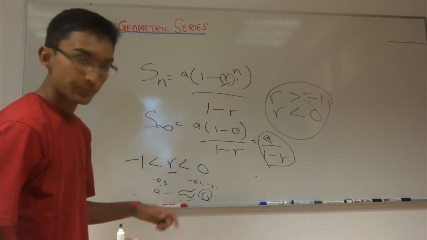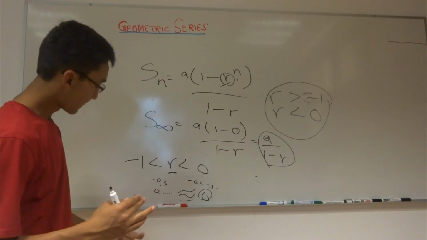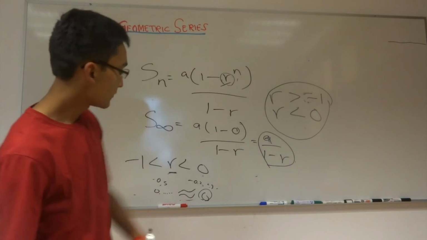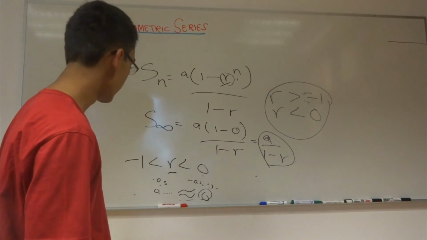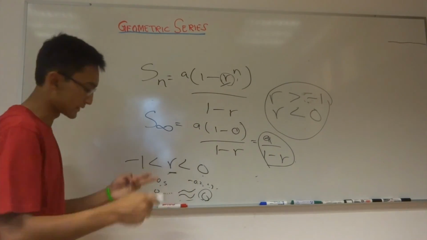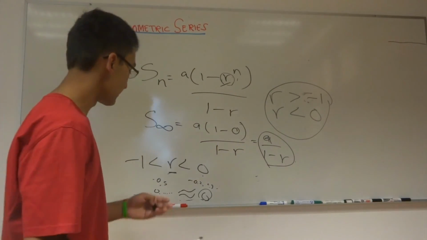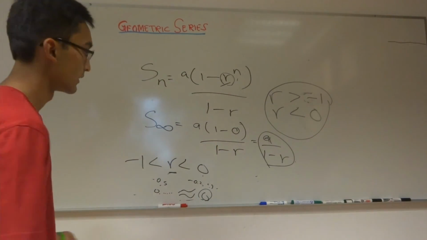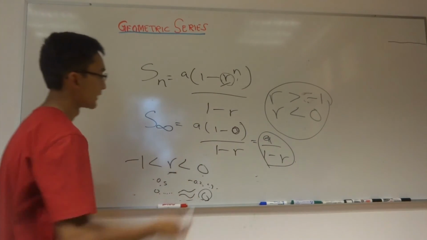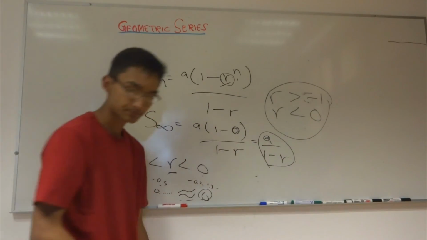Because you see, when r is smaller than 0 but greater than -1, r to the power of n will be approximately 0. All the numbers between 0 and -1 are 0 point something something, or -0 point something something. When you multiply it again and again to infinity, it will be basically 0. So you can substitute this as 0. You have 1 minus 0 is equal to 1, times a is equal to a divided by 1 minus r.